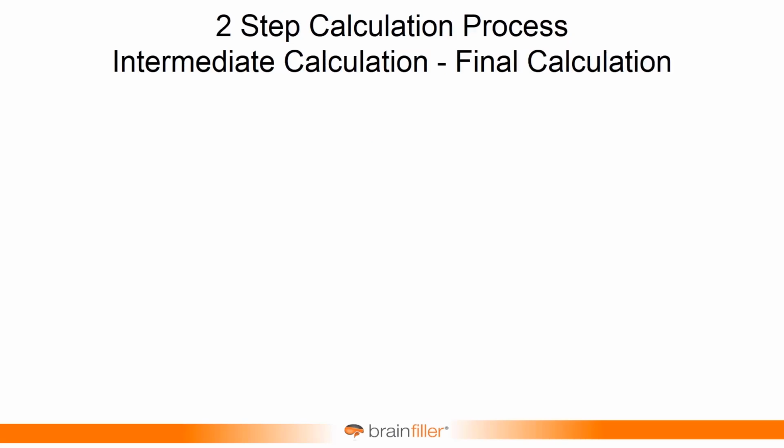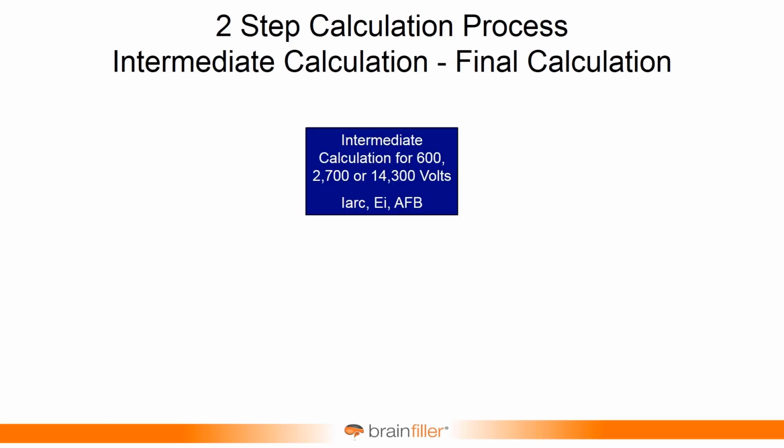As I mentioned, there's a calculation of the intermediate values, and then you fine-tune it based on your specific voltage. So what happens, this is just kind of a simplistic view of how this plays out. You select the appropriate equation based on the voltages, 600, 2700, or 14,300 volts. And so there's three different equations. There's all kinds of coefficients that are going to be dependent on the voltage that you select. And you calculate the intermediate value, I call it the initial value, of the arcing current, the incident energy, and the arc flash boundary.